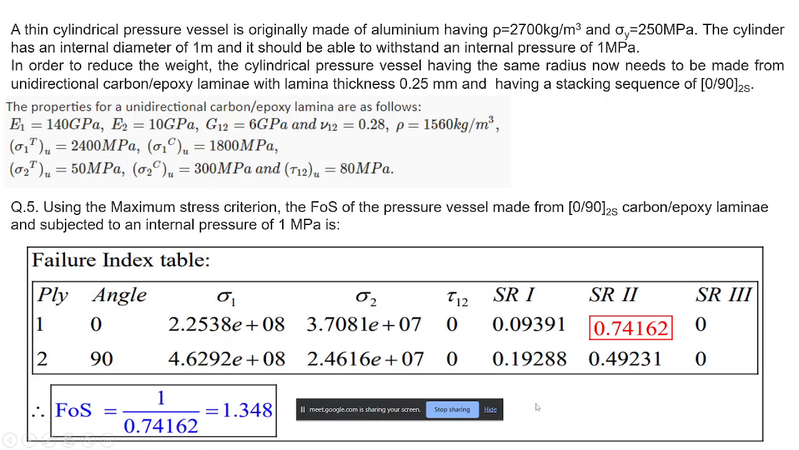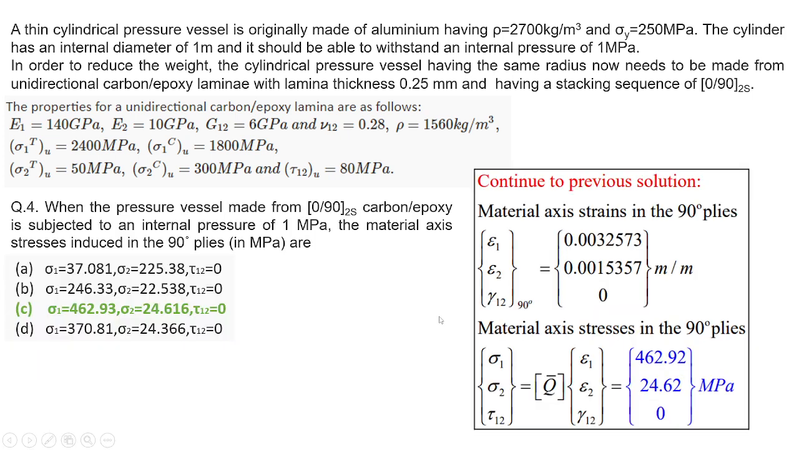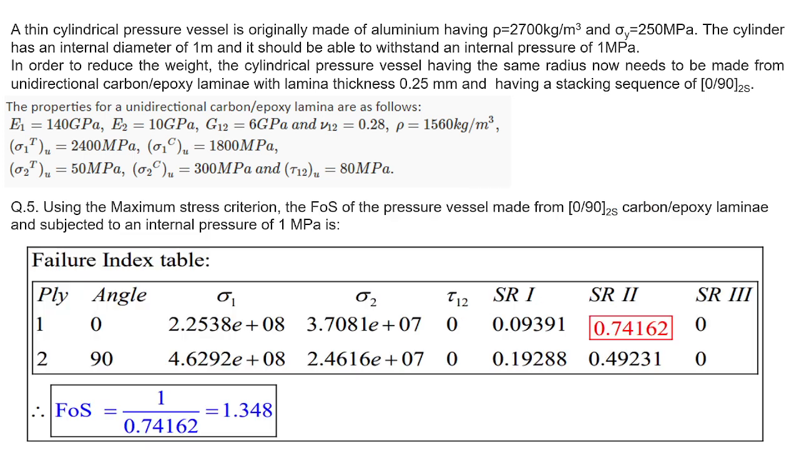It's visible, I think, now. So I will repeat it. In the last question, we found the material axis stresses in the 90-degree ply. Similarly, for the 0-degree ply, we can get them.